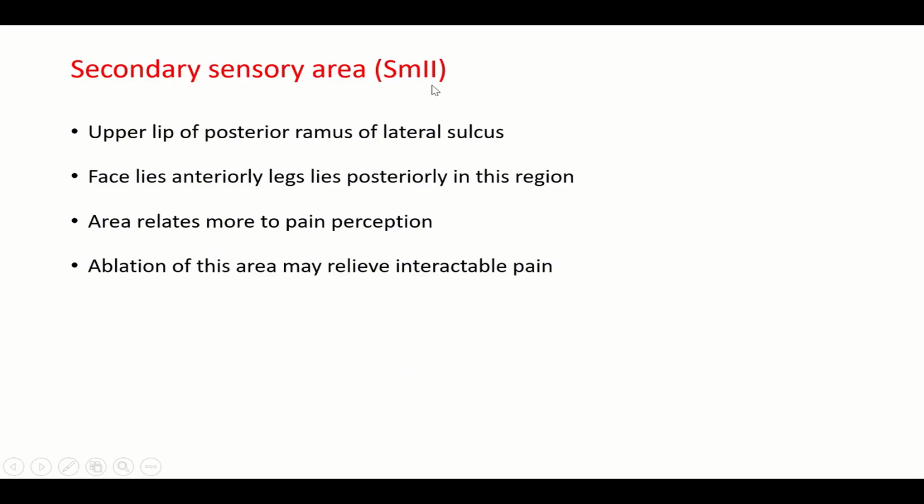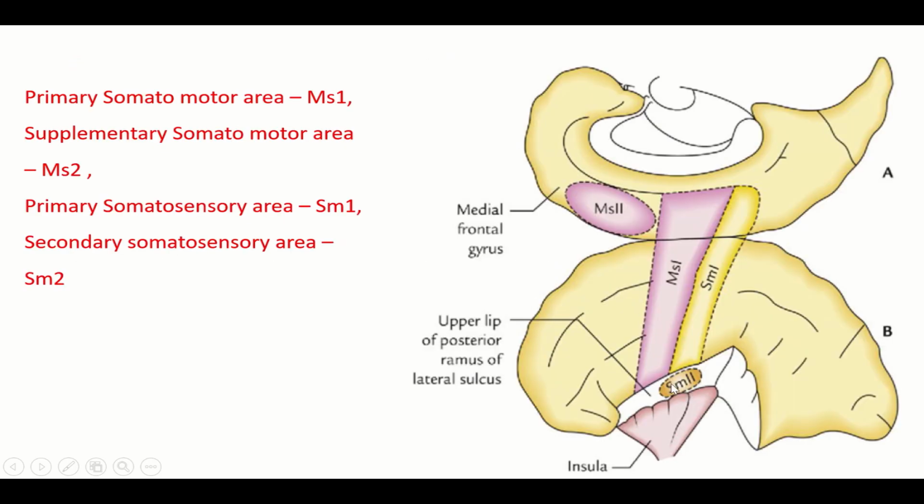So the secondary sensory area, SM2, is located in the upper lip of the posterior ramus of the lateral sulcus. Face lies anteriorly, legs lie posteriorly in this region. This area relates more to pain perception. So ablation of this area may relieve intractable pain. You can see here, this is the SM2.